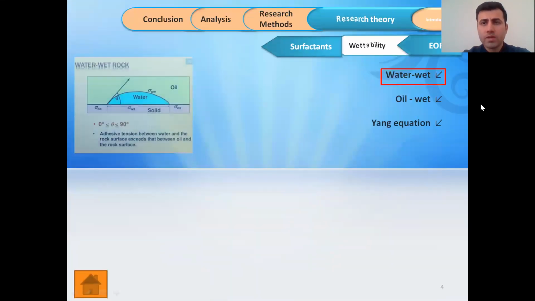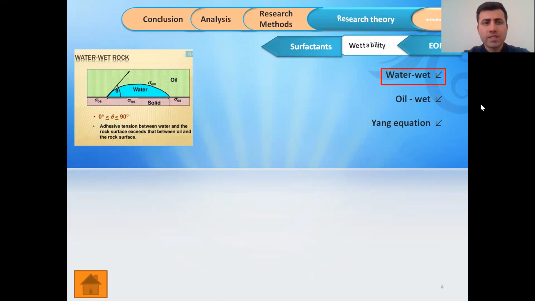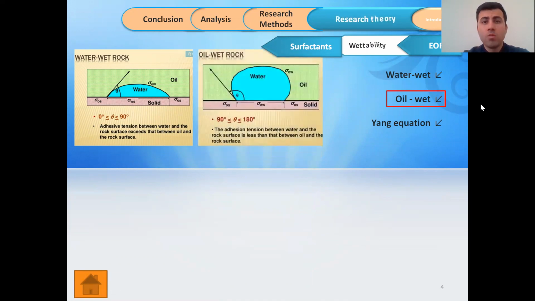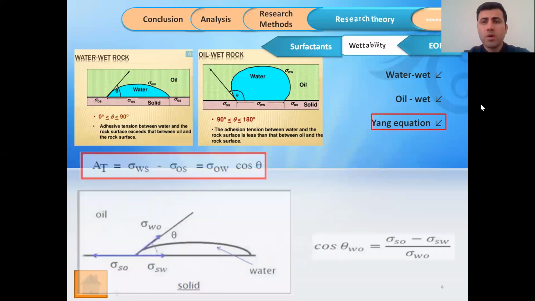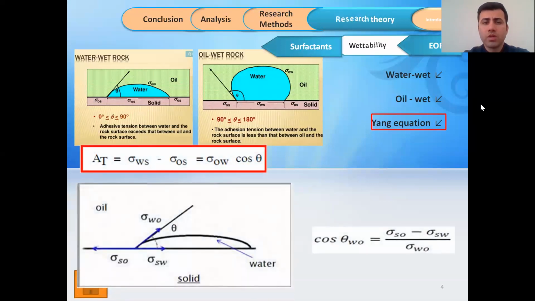Regarding wettability, for water wet, when theta is less than 90 degrees, the adhesive tension between water and the rock surface exceeds that between oil and the rock surface. When theta is more than 90 degrees, the rock is oil wet. By the Young equation, we can calculate the interfacial tension and contact angle.